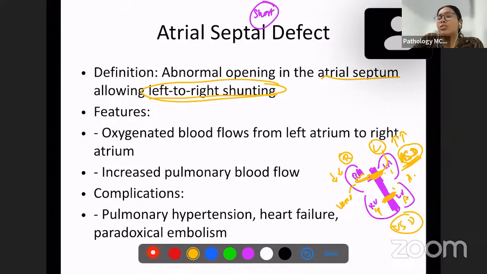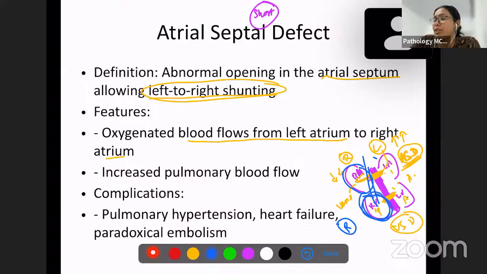The left side has the oxygenated blood, so oxygenated blood flows from the left atrium to the right atrium. What will happen because of this? The pressure on the right side is going to go high. We know the pulmonary trunk comes from the right ventricle, so pulmonary blood flow is going to go high. What will happen if pulmonary blood flow is high? It will cause pulmonary hypertension, and because of backflow, you're going to have heart failure.